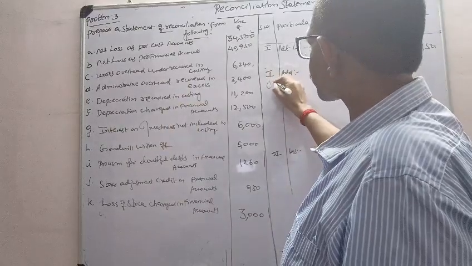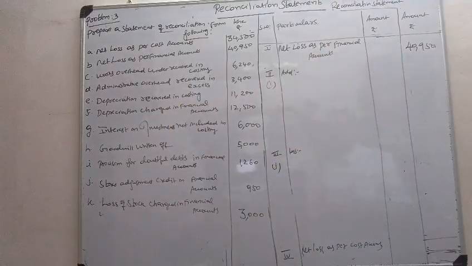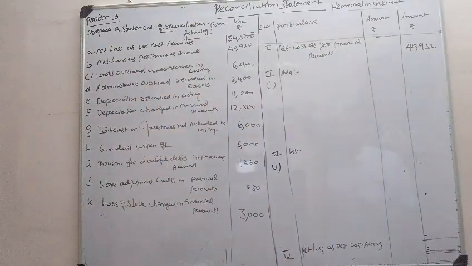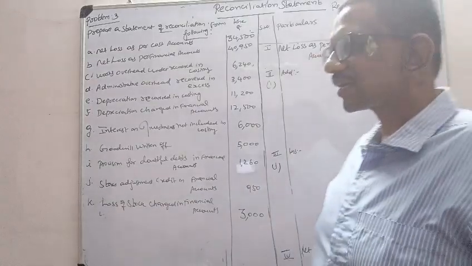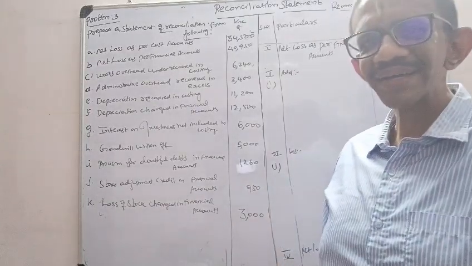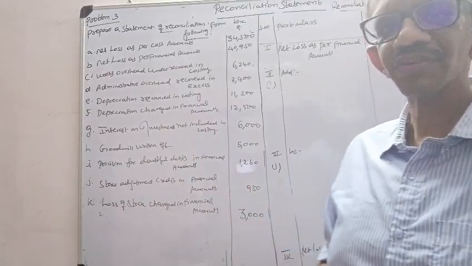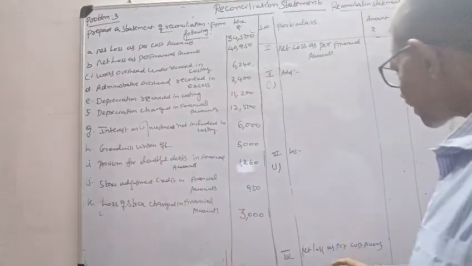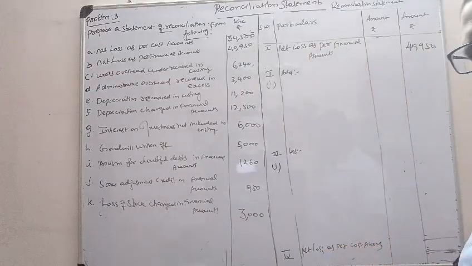Now, works overhead under recovered in costing. See, works overhead under recovered in costing. In costing, under recovered means what? Under recovered means expenses less charged in cost accounts. Expenses have been charged less in cost accounts. So this is the net loss as per financial accounts. This is net loss as per cost accounts.